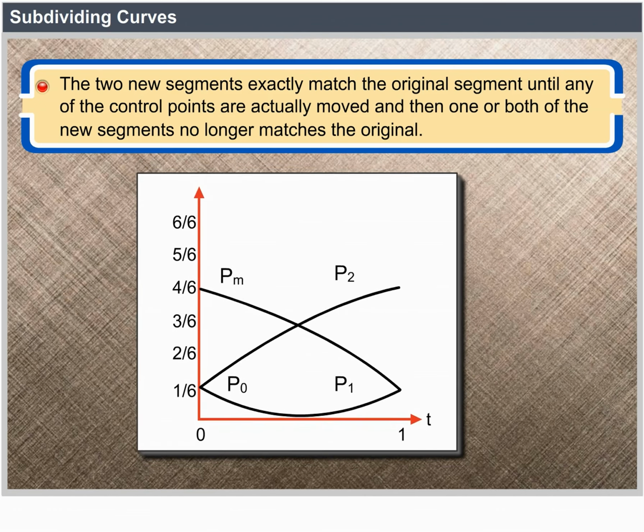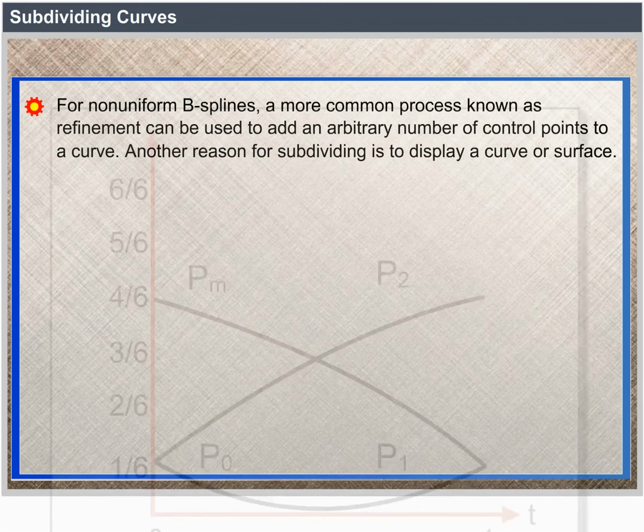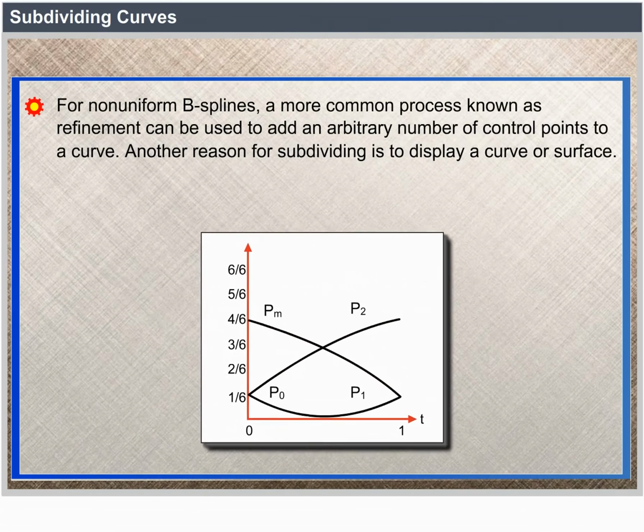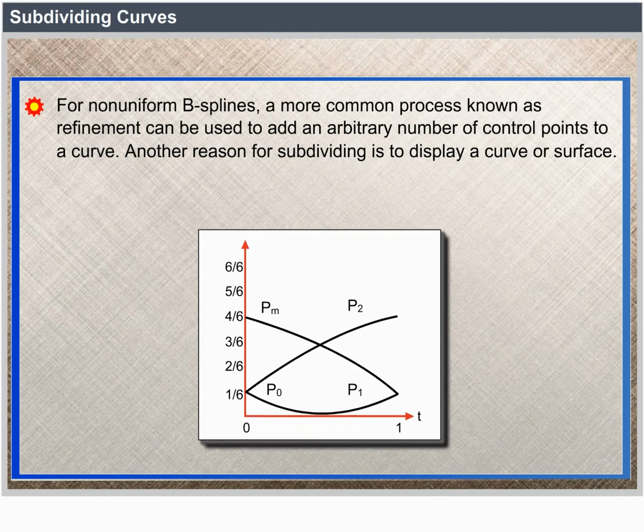For non-uniform B-splines, a more general process known as refinement can be used to add an arbitrary number of control points to a curve. Another reason for subdividing is to display a curve or surface.